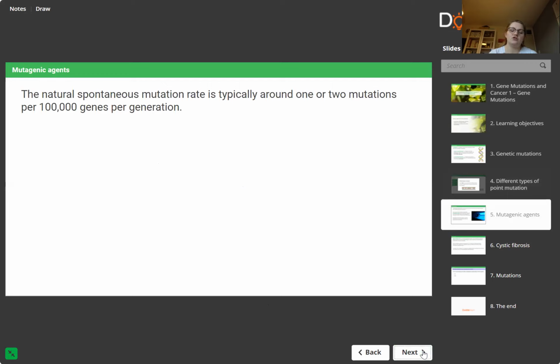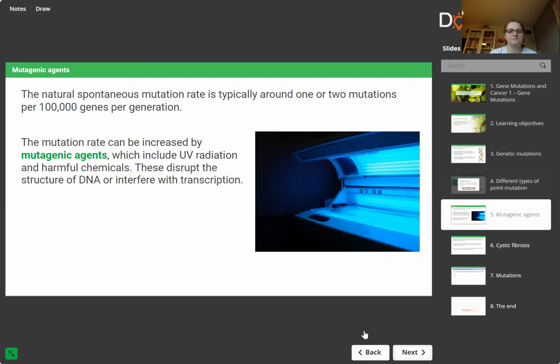So, a quick recap now of mutagenic agents. We do have natural spontaneous mutation rates in our body, typically around 1 or 2 mutations per 100,000 genes per generation. Okay, so that is natural. However, our mutation rates can be increased by things called mutagenic agents, like UV radiation and harmful chemicals like carcinogens. These disrupt the structure of the DNA and can interfere with transcription. It's not just DNA replication, this is interfering with our transcription.